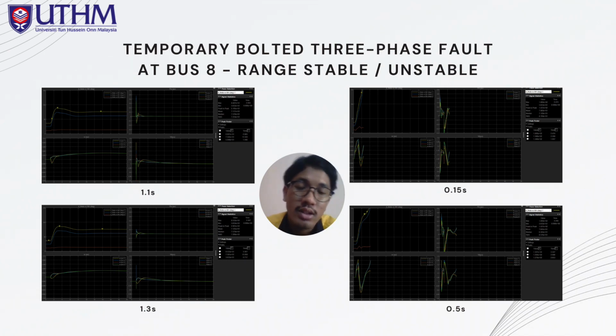And on the right side are the unstable conditions. We can see here, obviously the switching time is below 1 second, which is 0.5 second and 0.5 seconds. So the circuit breaker or protective relay cannot operate in those periods. So the surge current and voltage drop continuously happen in the system.